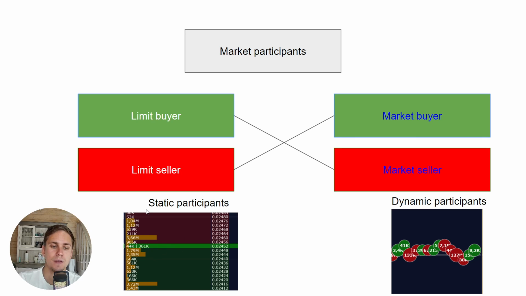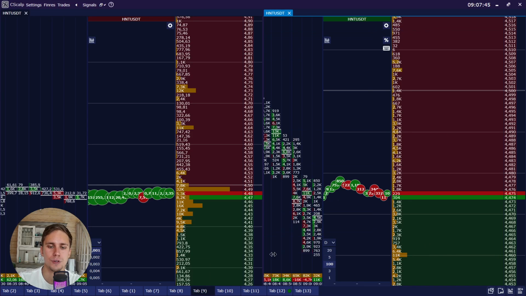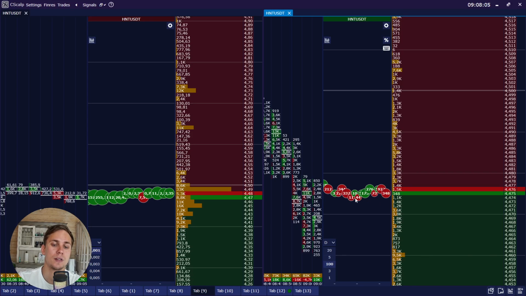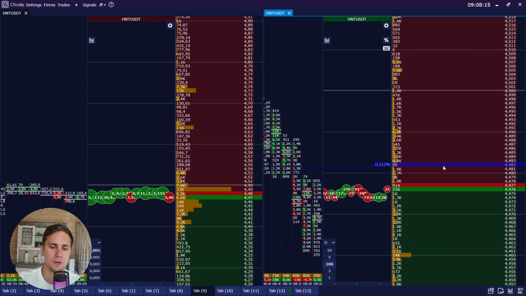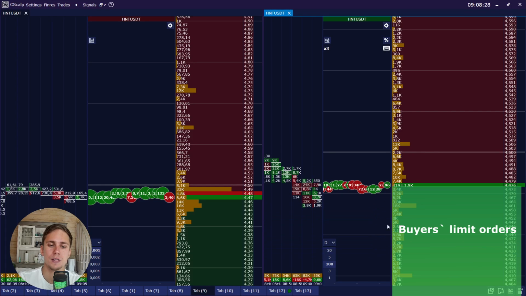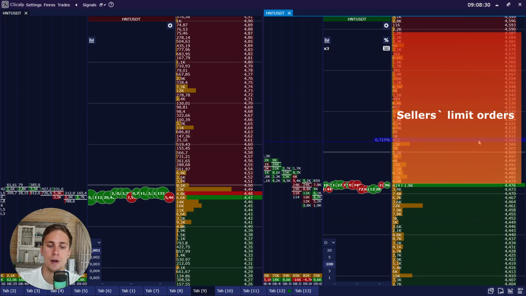Let's look at this in the order book. Here we see the futures section. Here we see the spot section. Here the ticks are displayed: green for the market buyers, red for the market sellers. The activity now is quite low. In this part of the order book we see limit orders of the limit participants. Buyers are in the green zone and sellers in the red one.